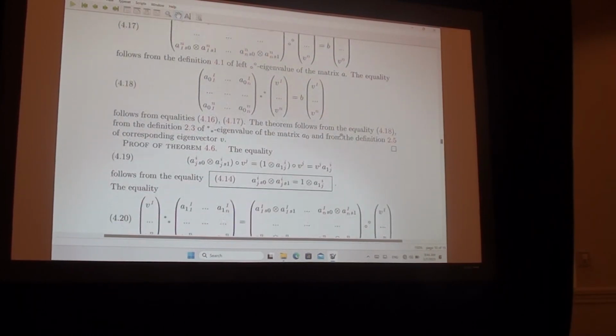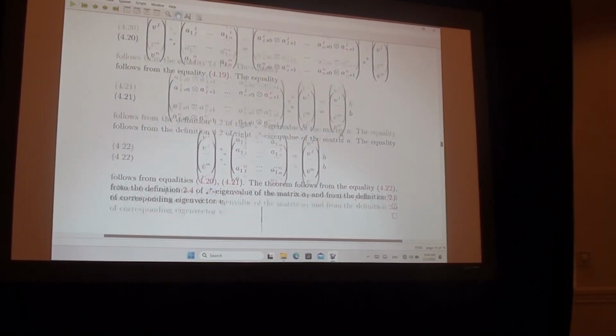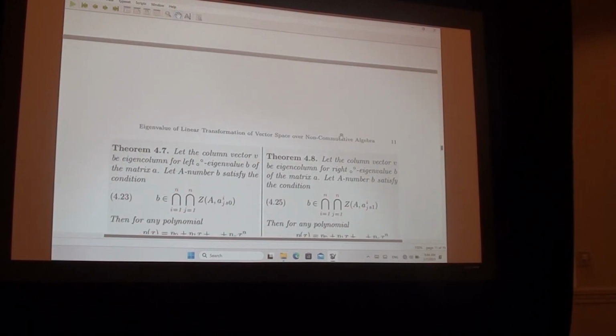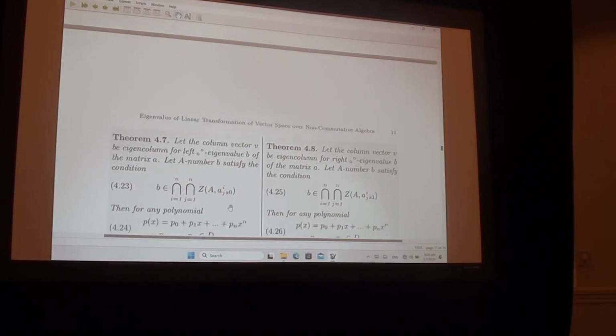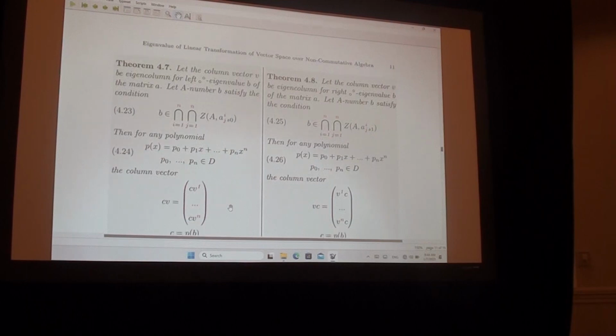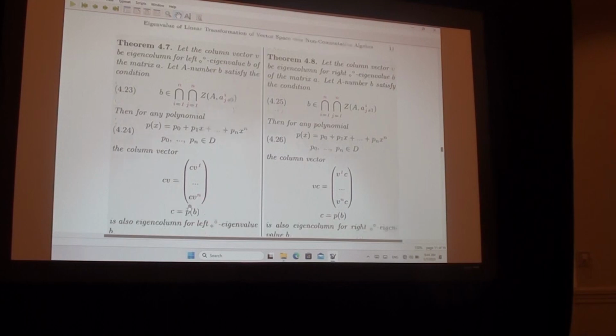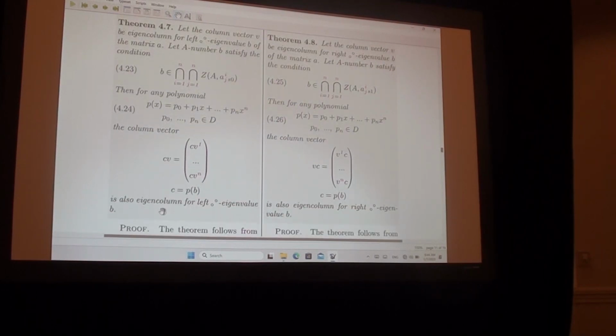Now we consider one more theorem about eigenvalues. Let the column vector V be an eigencolumn for the real RCO eigenvalue P in the matrix A, and let the number B satisfy condition 3. Then for any polynomial P of X with coefficients from the ring D, the column vector CV, where C equals P of P, is also an eigencolumn for the real RCO eigenvalue P. Similar theorem.